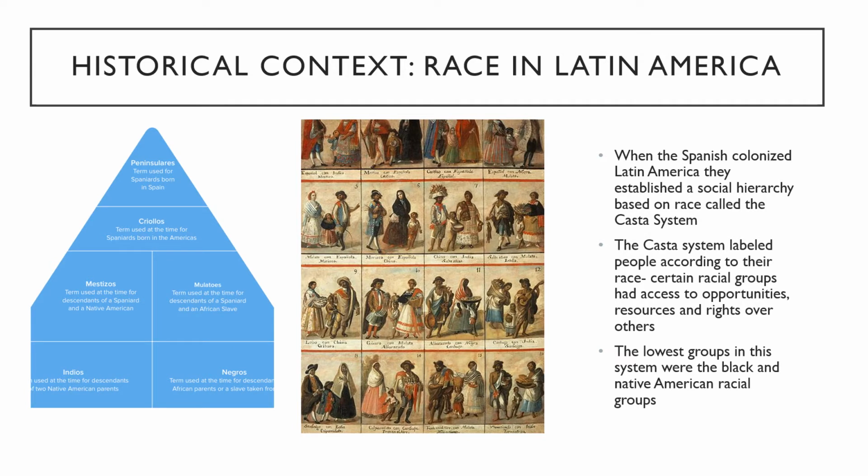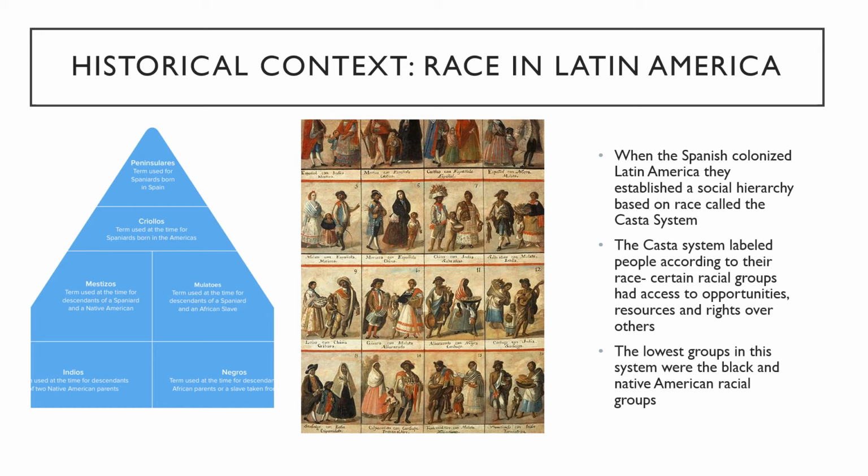I wanted to start the session by giving you guys a historical context of race in Latin America. This is going to be an incredibly brief historical context and of course missing many movements, but the idea of race in Latin America really started to be defined by the Spanish that colonized Latin America. So when the Spanish colonized Latin America, they established a social hierarchy based on race called the casta system, very similar to the caste system used in India.